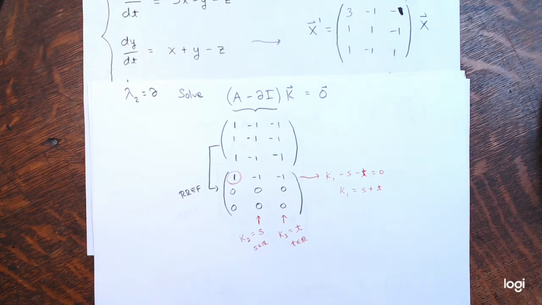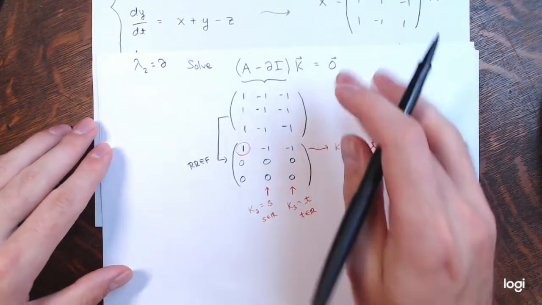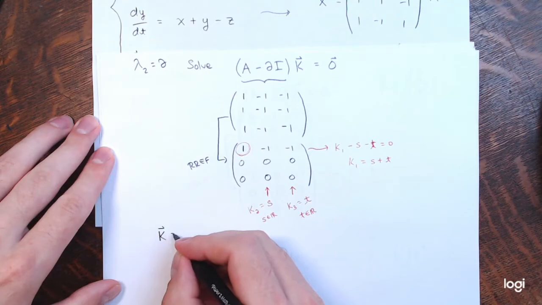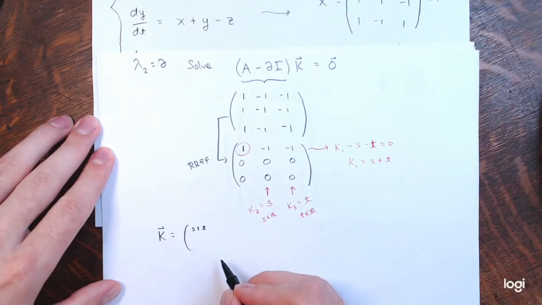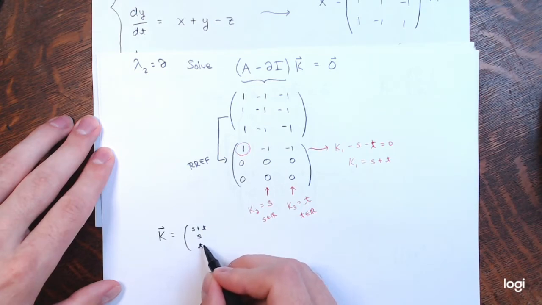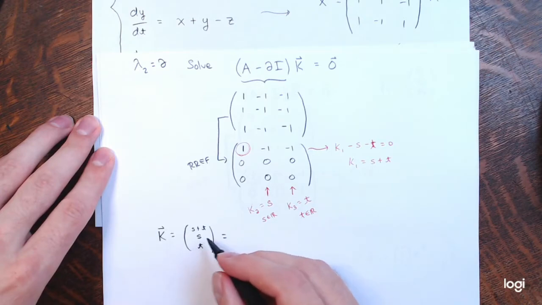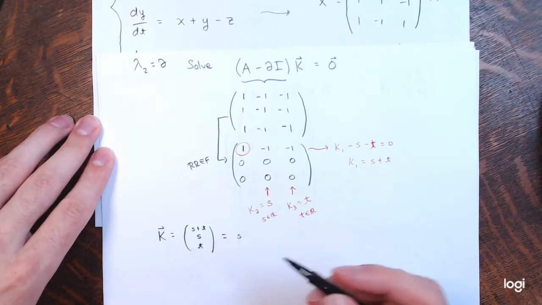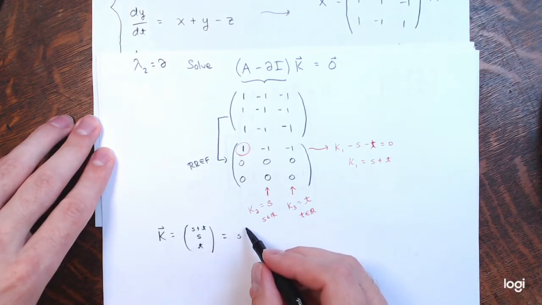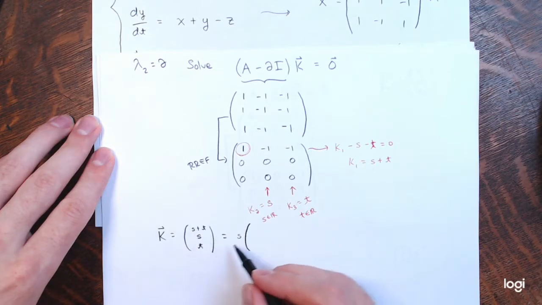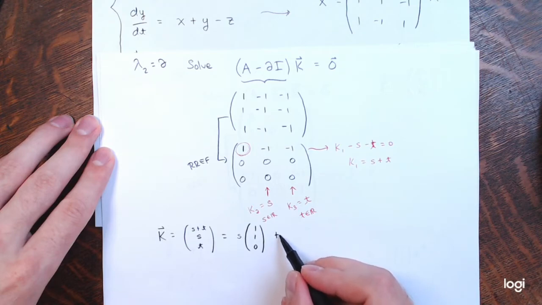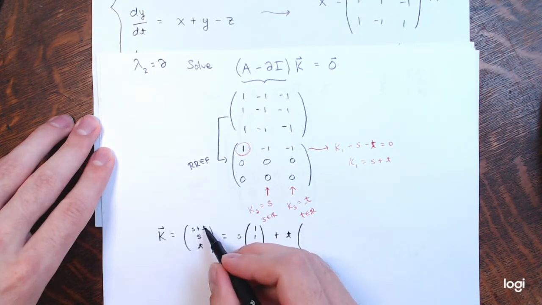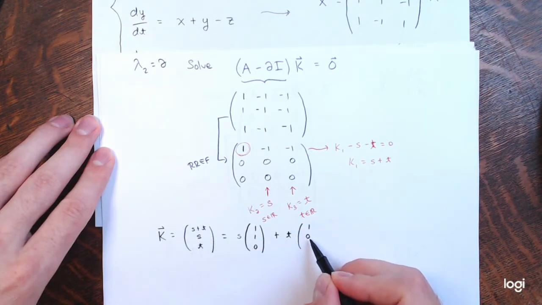All right, and then our solutions to this system, the vectors k, would be s plus t for k1, s for k2, t for k3, and then we can break this up based on the free variables. This is the same thing as, if you remember vector addition, scalar multiplication, s times the vector 1, 1, 0 plus t times the vector 1, 0, 1, if you do the coefficients of t.